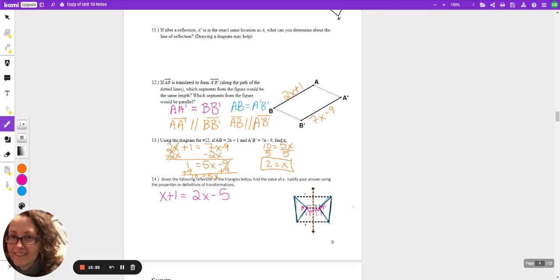So I am going to go ahead and solve this equation by moving my x over. And then adding 5 to both sides. So I've gotten all of my variables to one side. I'm getting all of my numbers to the other side. And I get x equals 6.